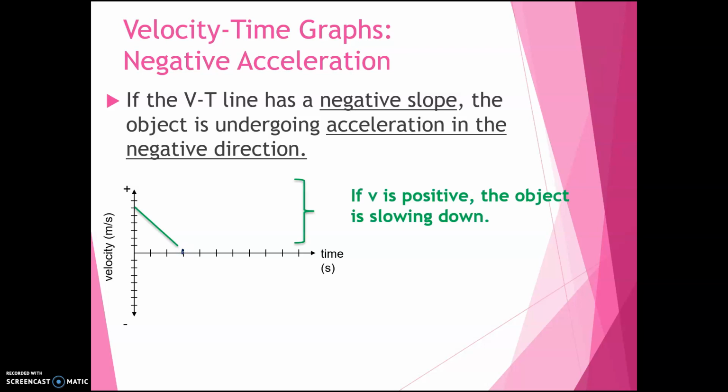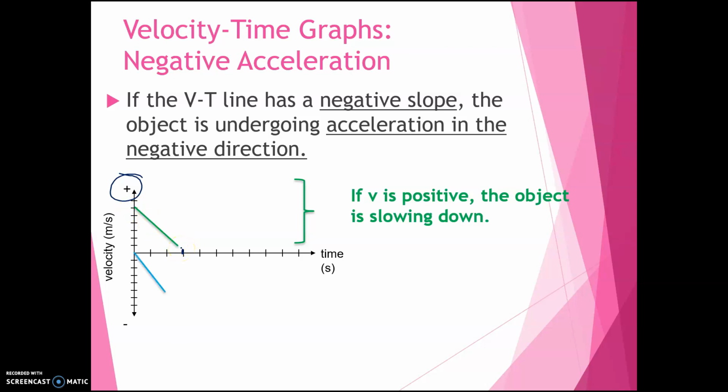So the velocity is positive. It's in the positive portion of this graph, but it's a negative acceleration. So you have a positive velocity, but a negative acceleration. That means that the object is slowing down. It starts off moving at 10 meters per second, but it is slowing down. 10, 8, 6, 4, 2, it is slowing down.